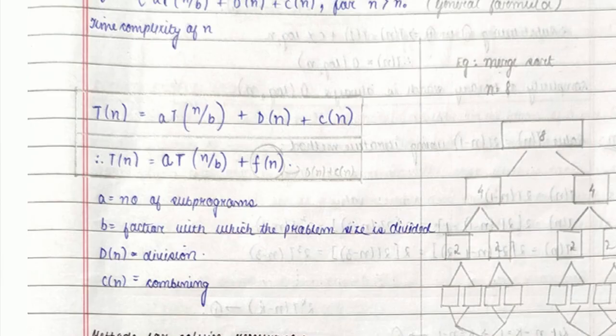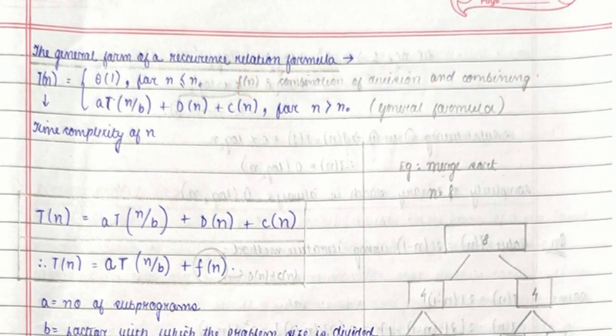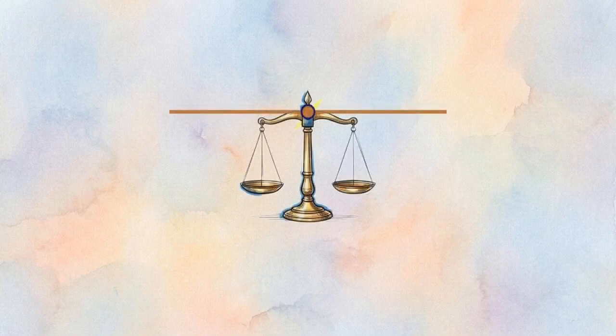This page outlines the general formula for the master theorem. T of n equals a T of n over b plus f of n. This formula acts as a scale to weigh the work in divide-and-conquer algorithms. a represents the number of subproblems, b is the division factor shrinking the data, and f of n is the cost to divide and combine the work at the root. The theorem balances the work done at the deepest leaves of the recursion against the work done at the root.